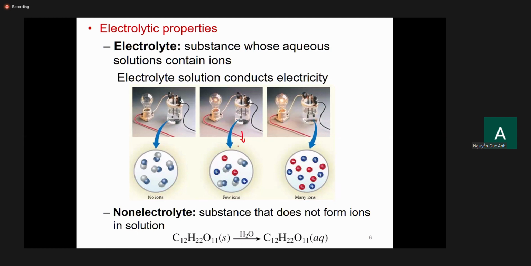activities. This one is called weak electrolyte, and this one is strong electrolyte.